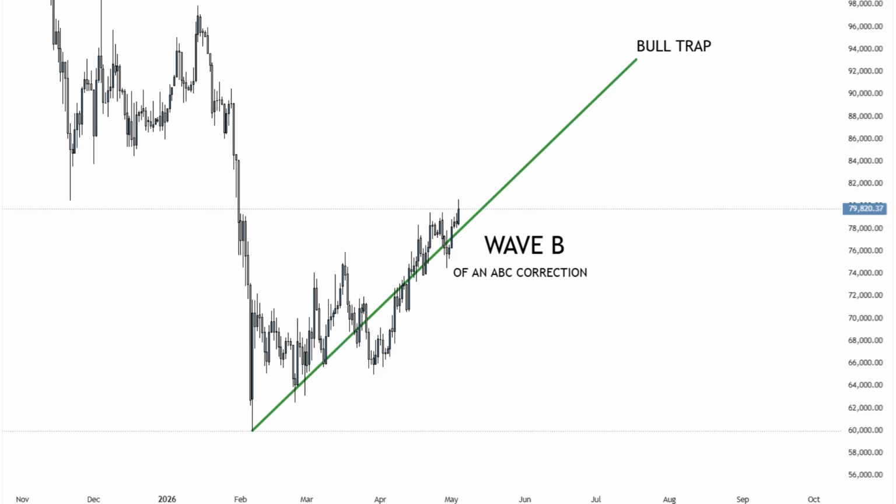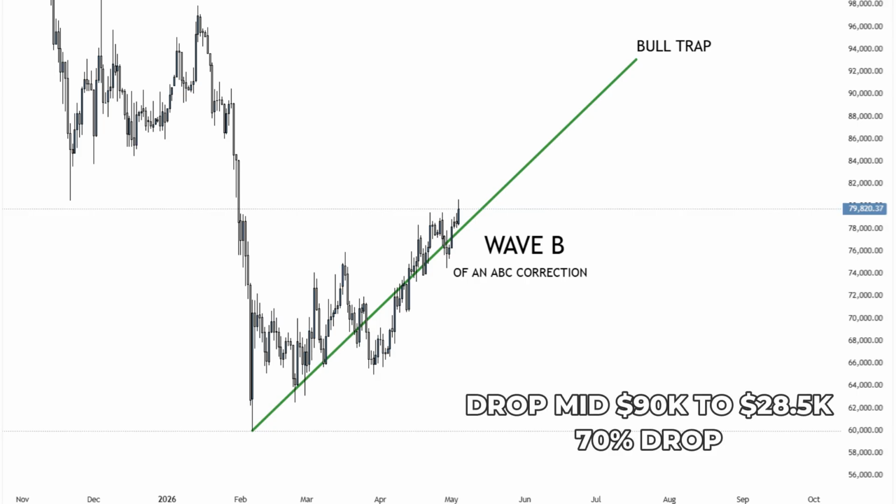A rejection at that level, followed by a structural break of the $60,000 low, would confirm the final descent of wave C to our target of $28,500. A drop from the mid-90K region all the way down to $28,500 is a 70% collapse in Bitcoin price.